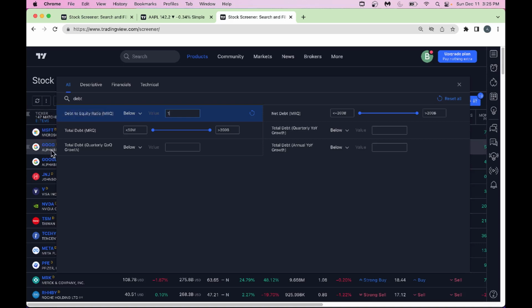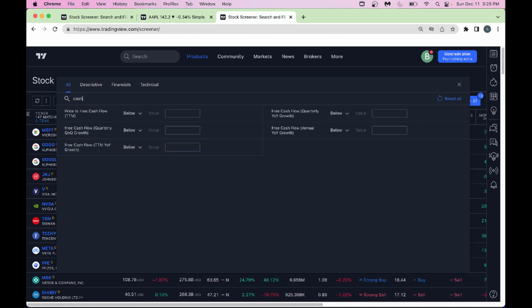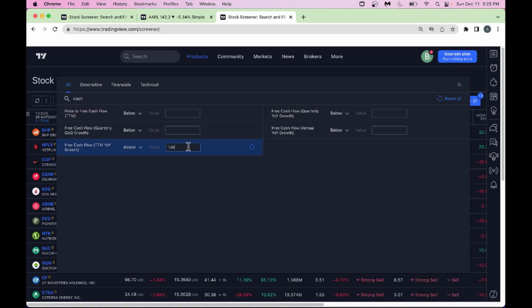And you could also look at a few other numbers here. One of my favorite things is cash flow here. So you could look at free cash flow. I want companies to at least have a positive free cash flow here. To be very conservative, I would say free cash flow above at least 100 million here. So that way we look at these positive cash flow companies and go from there.